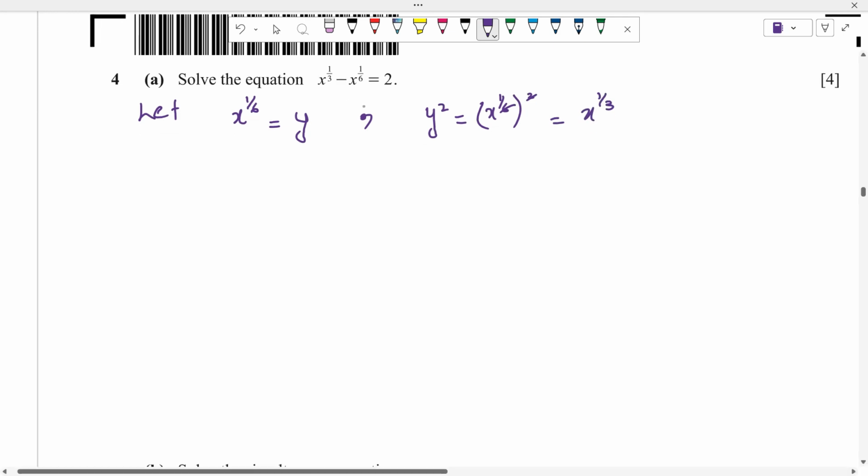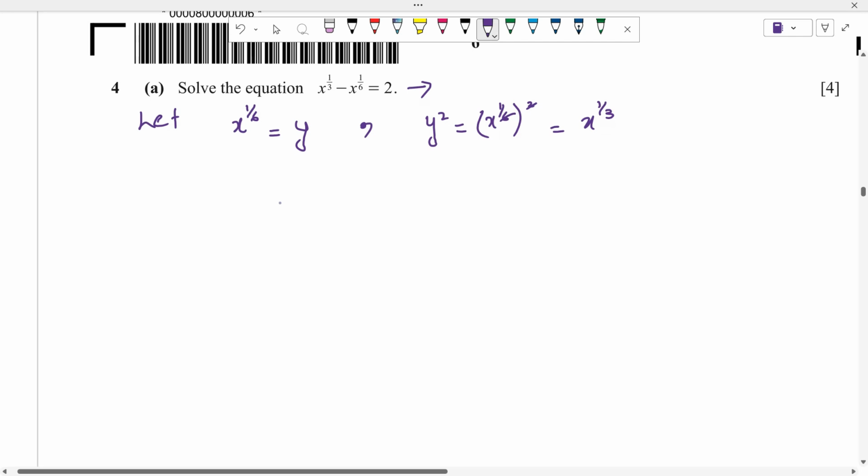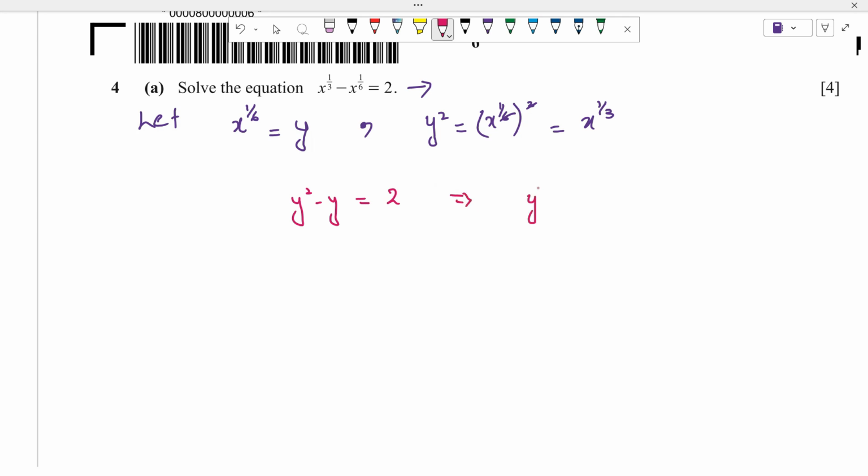So we can write this equation as y squared minus y equals 2, and this equation is equal to y squared minus y minus 2 equal to 0. This is a quadratic equation and can be solved by using factorization. So y squared minus 2y plus y minus 2 equal to 0, and this is equal to y common, (y minus 2) plus 1 common, (y minus 2) equal to 0.